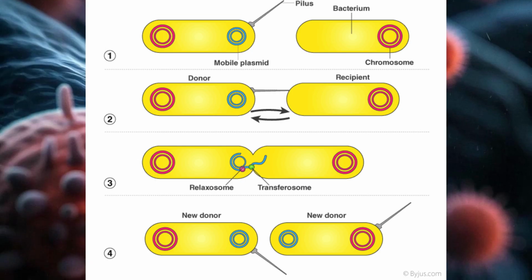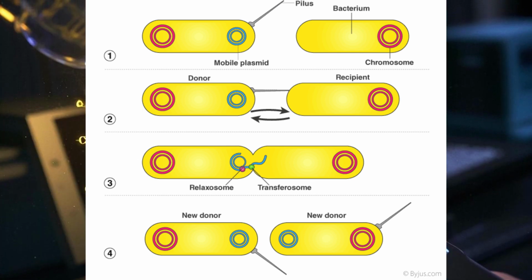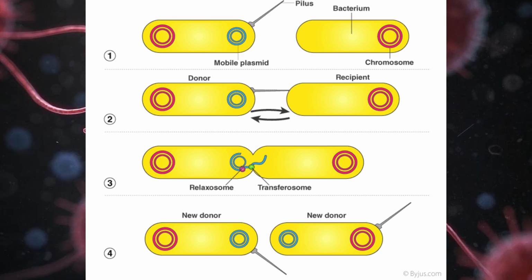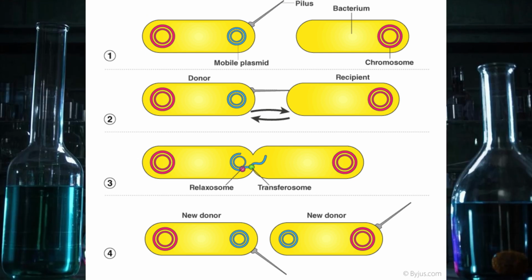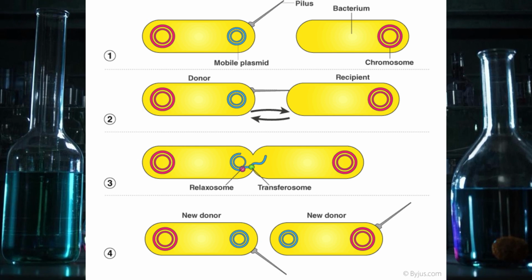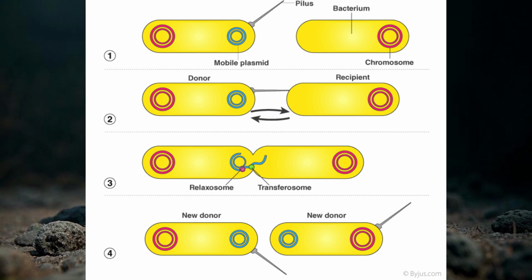Third one is conjugation. This is the most direct method, where two bacteria physically connect using a tube-like structure called a pilus. Through this bridge, one bacterium transfers a small piece of DNA, often carrying important traits like antibiotic resistance. This is why some bacteria become superbugs that are hard to treat.